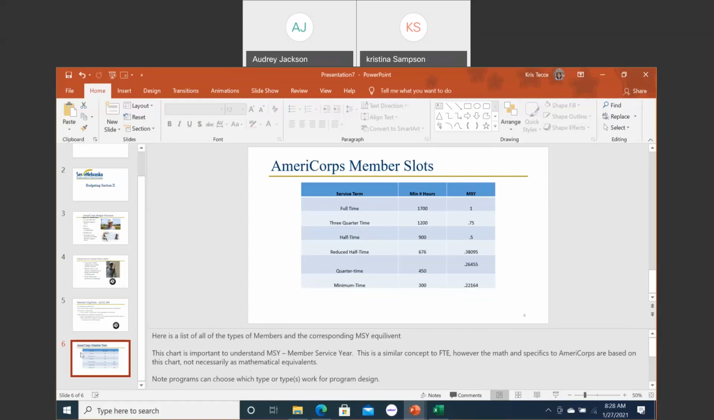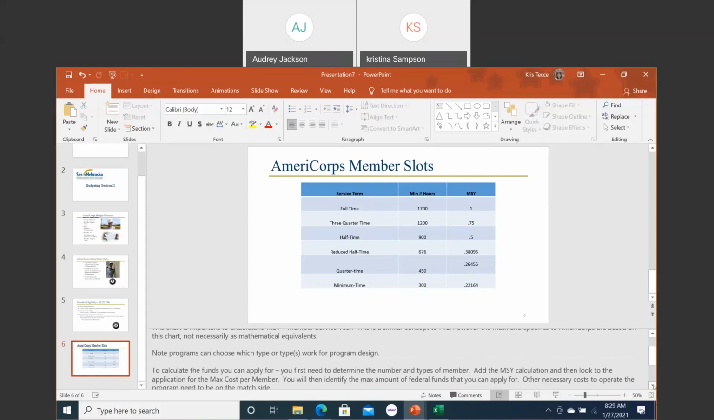Again, here's a list of all the types of members and their MSY equivalent. Again, the MSY is an important piece because that is similar to the FTE for a full-time equivalent, but on the member basis, and it's math specific to AmeriCorps that's based on this chart and not necessarily percentages. Again, you can choose whatever type members and the number of members that you can A, afford, and B, supervise to meet your program design.